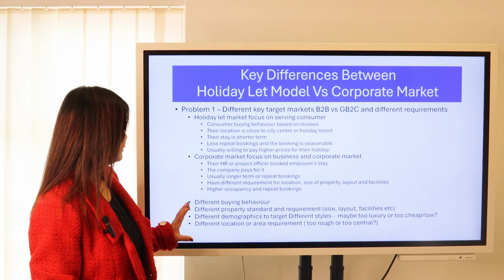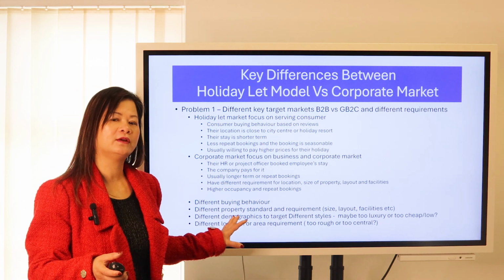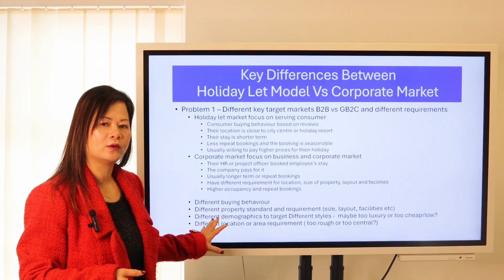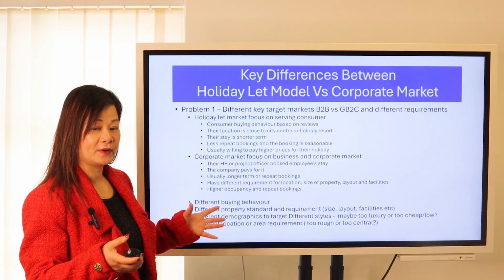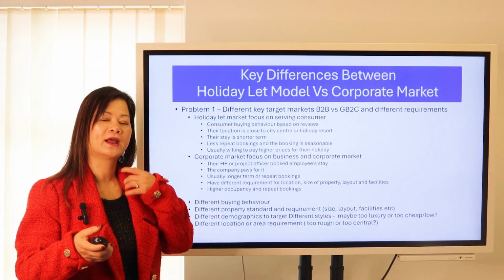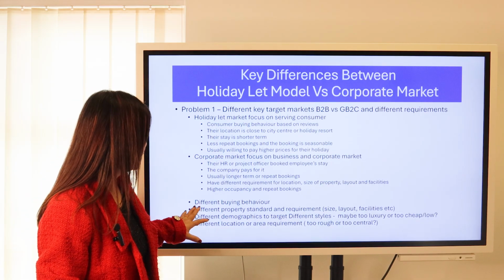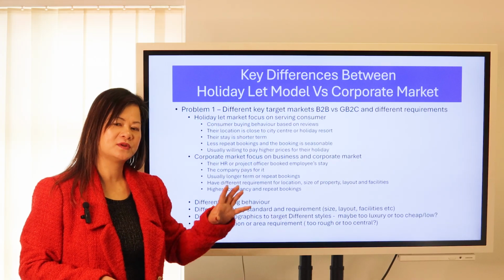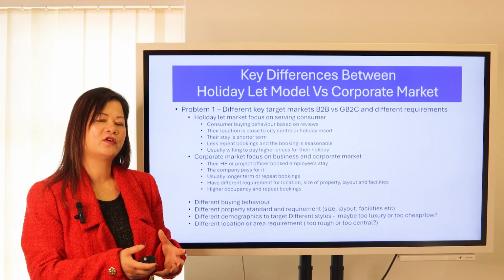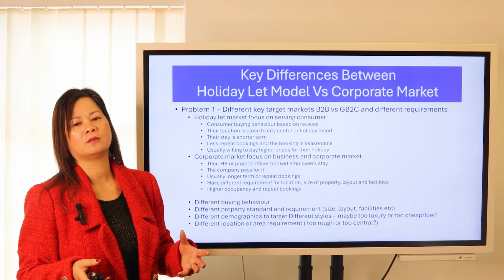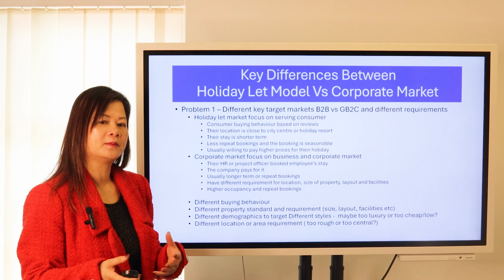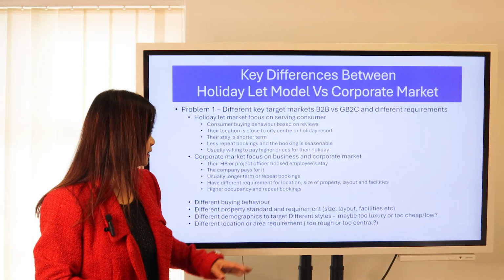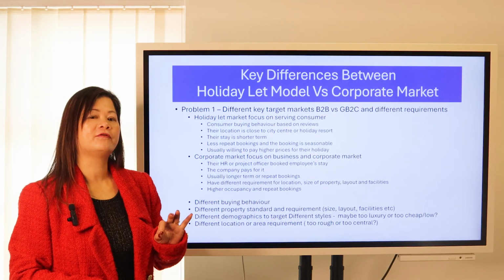So now, to sum up, the first difference is the different buying behavior, where the consumer will choose by review and the location near where they want, and the business will be choosing based on the location, the budget, and the type of accommodation. The standard requirement is slightly different, and there's a different demographic to target. With business to business, you need fewer customers and you will focus on relationship building. With the consumer it is a little bit different. They're probably more driven by the price and what they're looking for, and also different locations. So this is just the first difference.